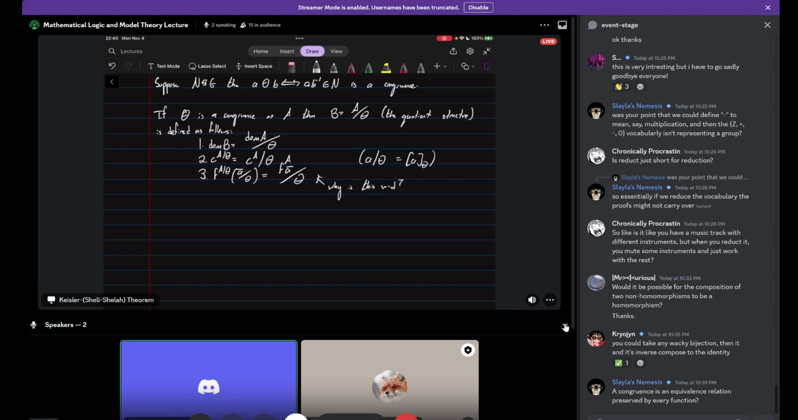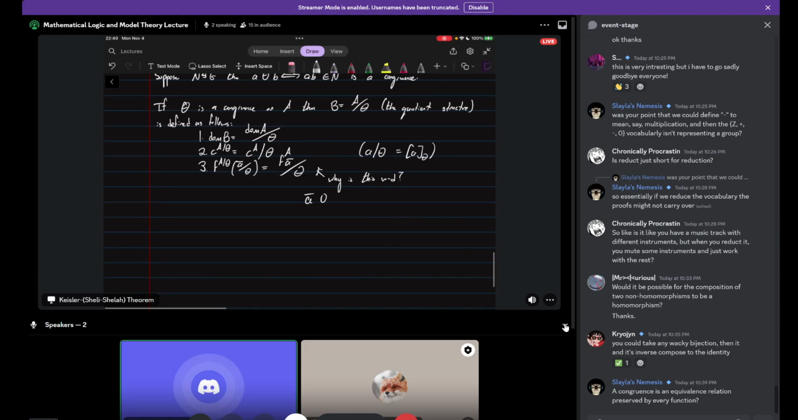Well defined. This is well defined, right? Because if a ~θ b, meaning a over θ is equal to b over θ, then f of a ~θ f of b, meaning f of a over θ is equal to f of b over θ. Right, so this is well defined, precisely because of this implication.